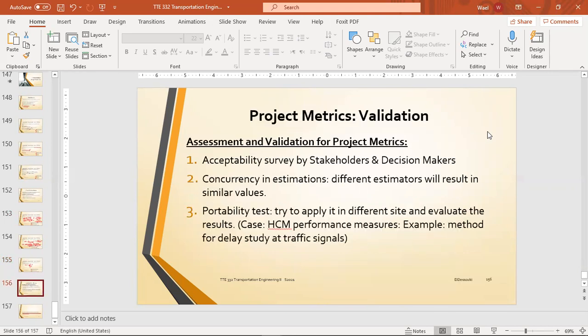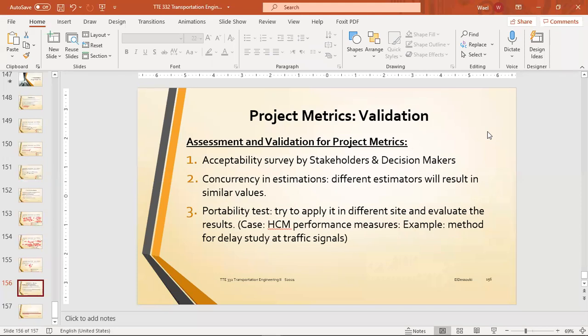Okay, here are the steps or the different approaches to make an assessment and validation for project metrics. First of all, acceptability. We have to conduct a survey of stakeholders and decision makers to see how much they accept these performance indicators, because those are the ones that are going to be using these metrics to measure the progress of the project. Okay, that's one. Number two, concurrency in estimations.